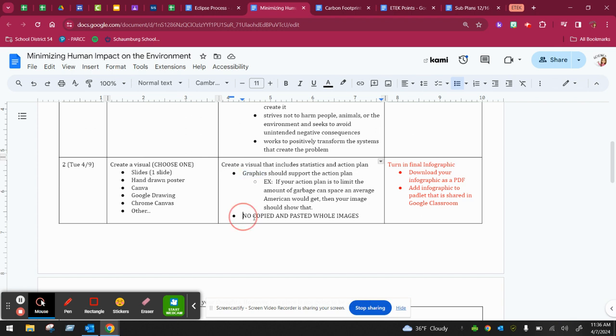It does say no copied and pasted whole images. It's one thing if you're finding a picture of a cow. It's another if you find somebody who's already created this action plan about the quantity of livestock and you just snippet their whole poster. You can piecemeal images together. You can copy and paste and overlap and build your own graphic, but you're not going out and finding somebody else's poster.